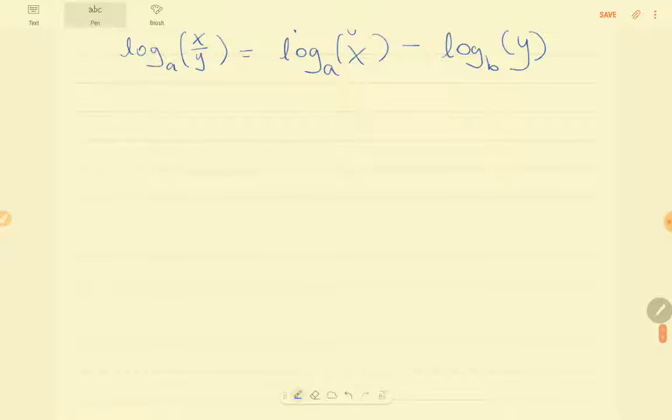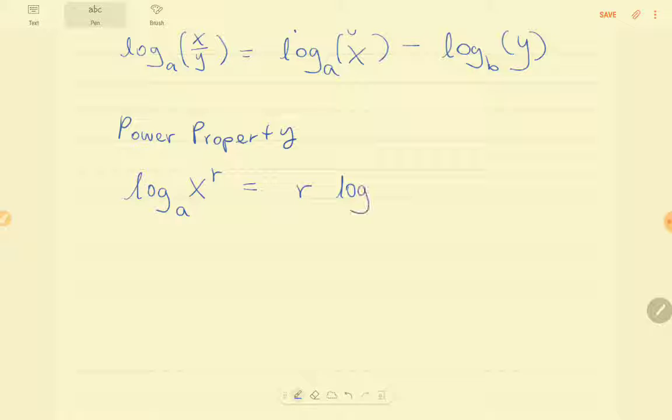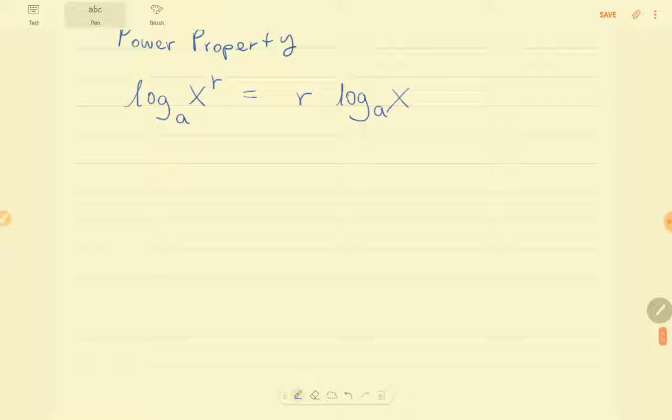Okay, and then what else? We have the power property. The power property is when you have the log of some base, and then the argument actually has an exponent on it. Well, when that happens, you can rewrite this with the exponent being multiplied in front of the logarithm, like that. And that can be really useful.